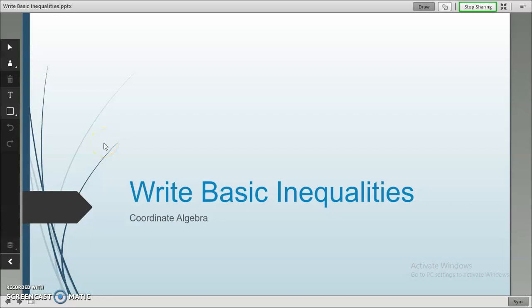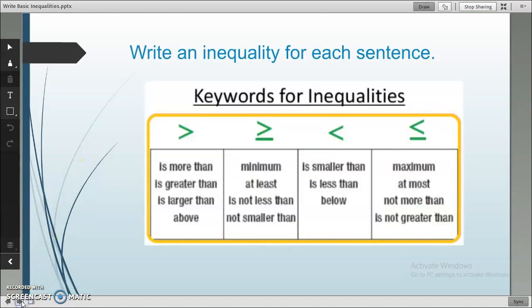Hello, today we'll look at some examples of writing basic inequalities. All right, so here are some common phrases that are used in inequality sentences.